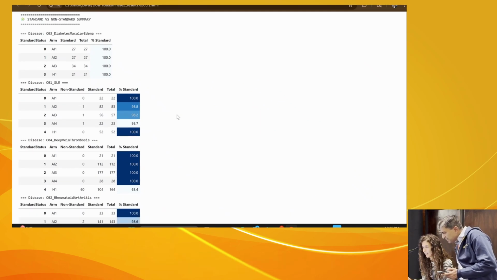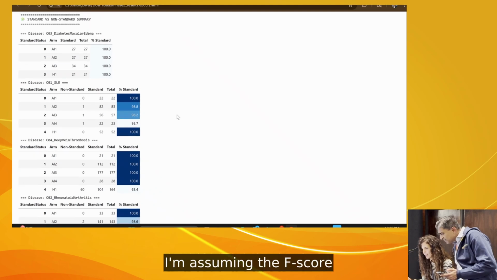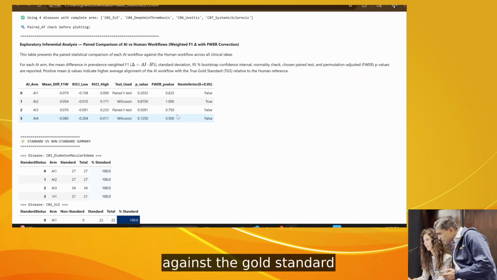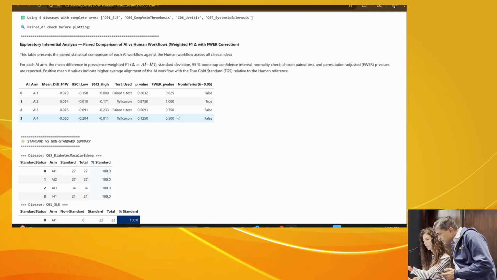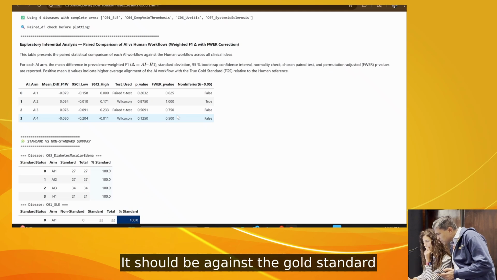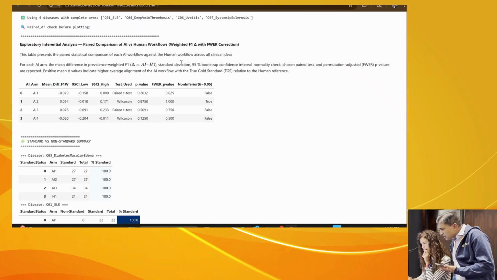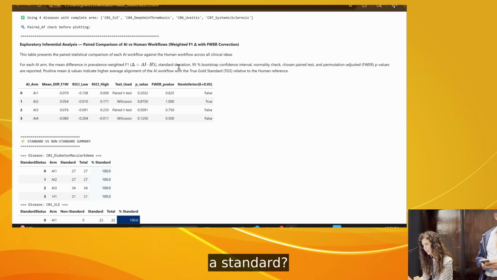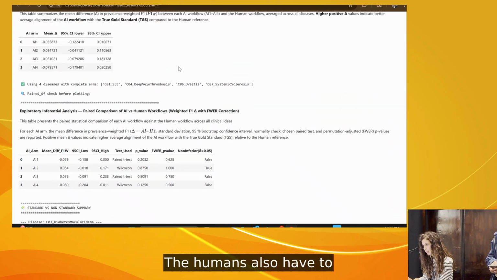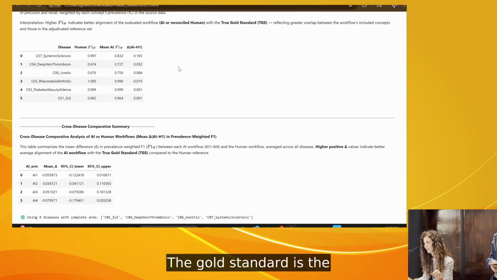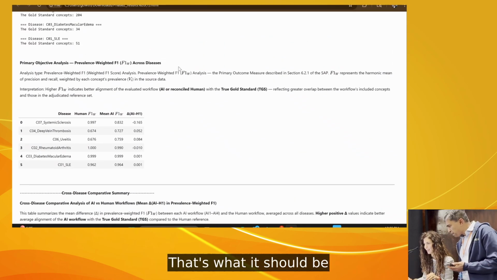Okay, let's see. I'm assuming the F score, Gautam, is. I'm assuming they are against the gold standard. It should be against the gold standard. So yes, I see against the human workflow. Do you guys see anything else that suggests? Okay, standard. This is against the gold standard. The humans also have to be compared against the gold standard. Nothing else should be. The gold standard is the only thing in the denominator. That's what it should be.